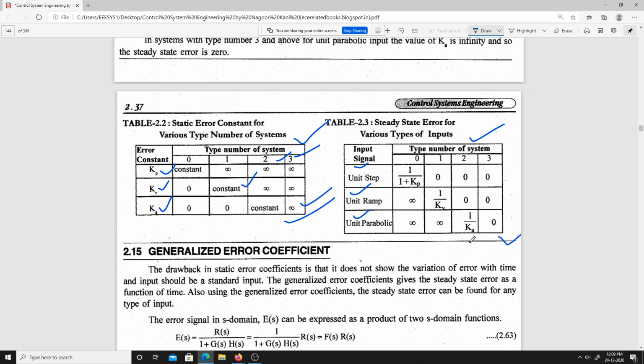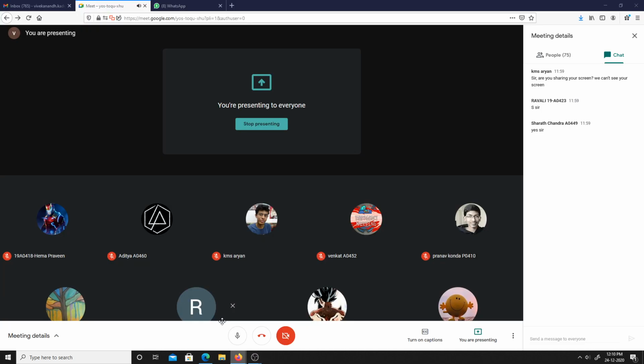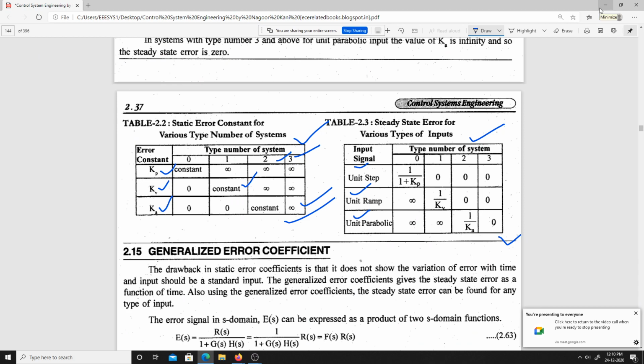Please everyone go through this table once. It is very important. Any doubt you can ask me. Are you listening? Any doubts you can text me or unmute yourself and please ask me. I am here to explain a number of times. If you find any difficulty in understanding, please feel free to ask me doubts. Is it clear?